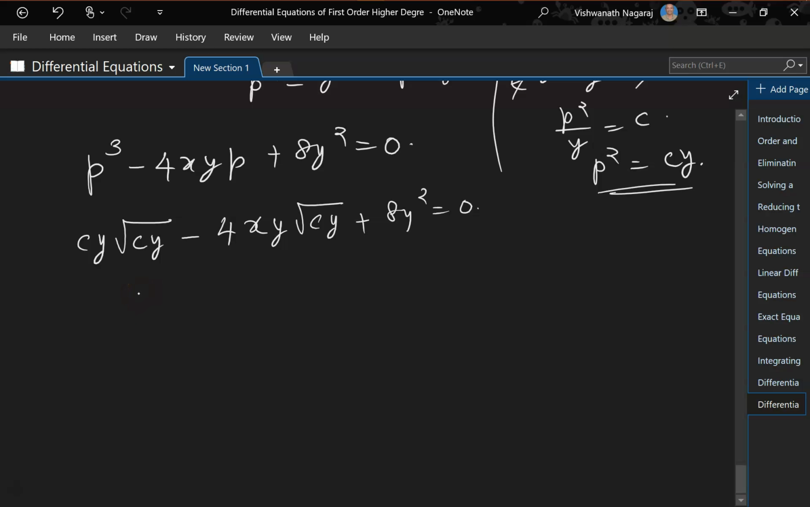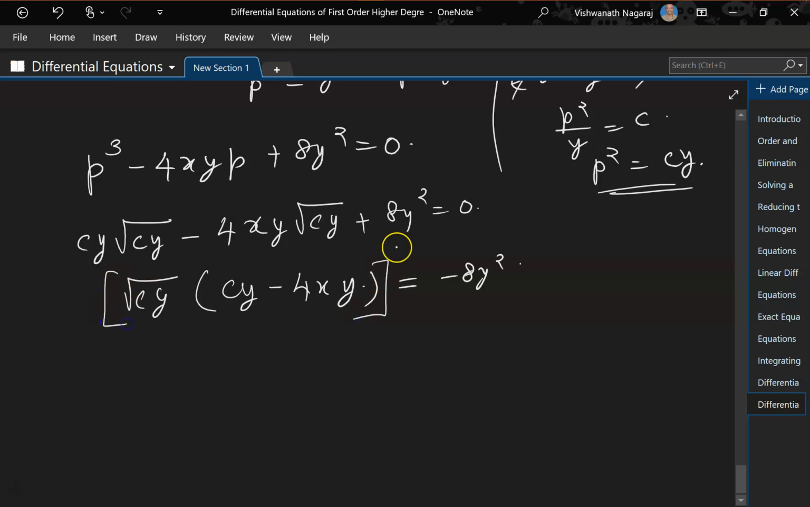Let's take cy common, square root of cy common. So cy minus 4xy is equal to minus 8y square. Now let's square both the sides. So this becomes cy, and this we can square it separately.